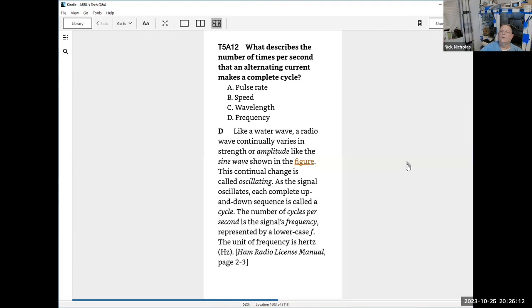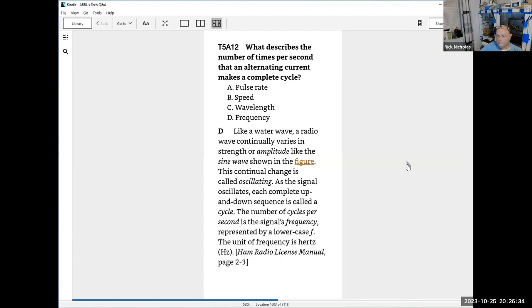And so the unit that describes the number of times per second that an alternating current completes a cycle is frequency. That's why it used to be measured in cycles per second. Hertz describes cycles per second.